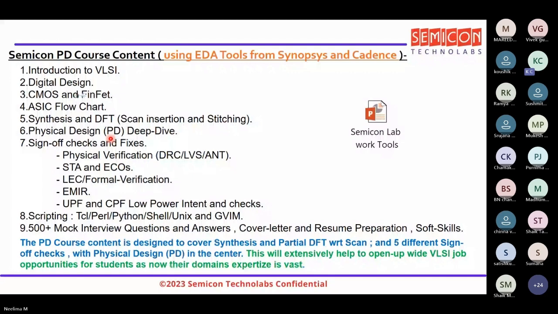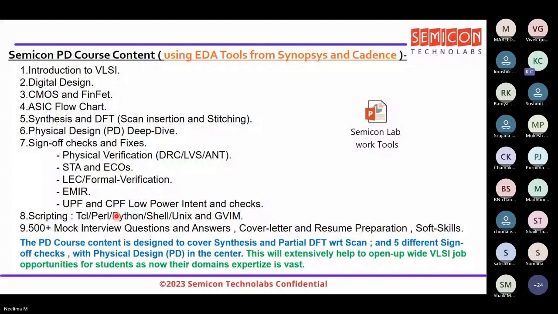LEC and formal verification, EMIR, UPF and CPF, low power intent and checks. So 5 different types of sign off checks, followed by scripting. In scripting, we have different languages, Tcl, Perl, Python. Somebody was saying they were good in Python language and have written some scripts. So we'll be covering Python as well, Shell, Unix, and GVim.